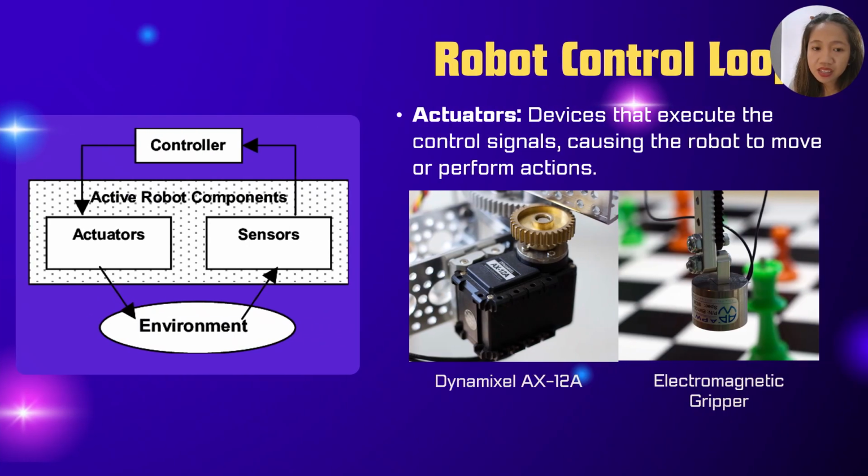And then, since the controller is now able to process the data sent by the camera module, it detects, okay, the opponent has now moved. What next? So the chess pieces will be moved by the actuators. The actuators are the collective term for devices that execute the control signals, causing the robot to move or perform actions.